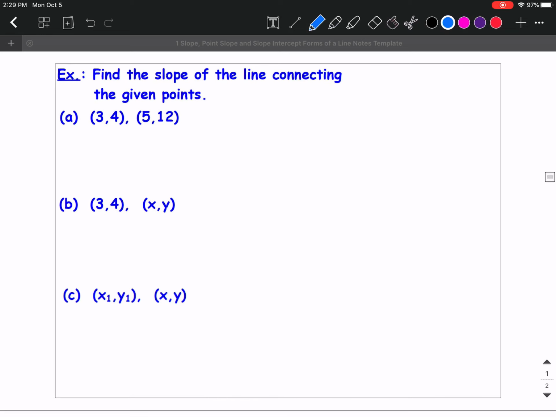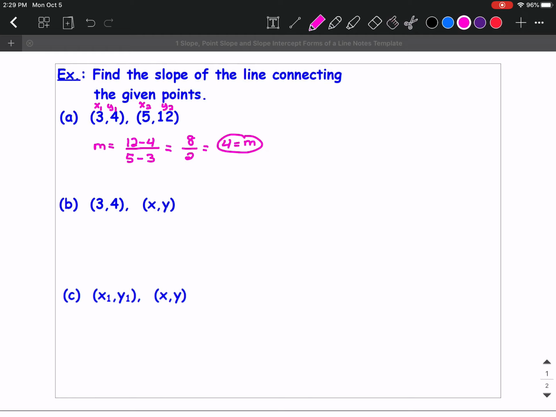Some people like to label this x1, y1, this x2, y2. It does not matter which order you do the points in, as long as you're consistent with the y's and the x's, that you always start with the same point. So to find the slope, you would do 12 minus 4 over 5 minus 3. 12 minus 4 is 8. 5 minus 3 is 2. So our slope is 4.